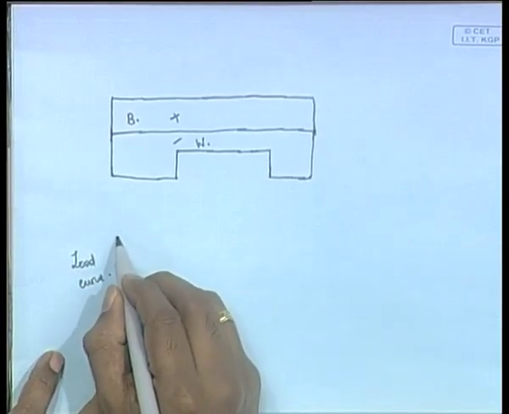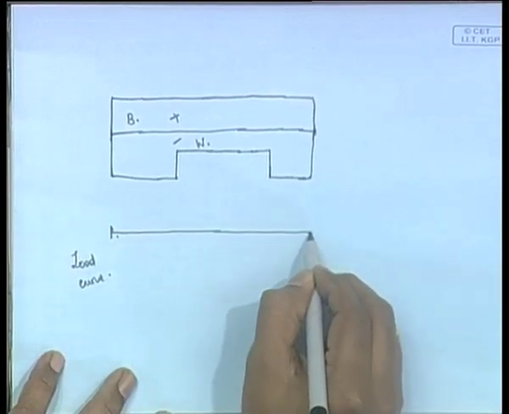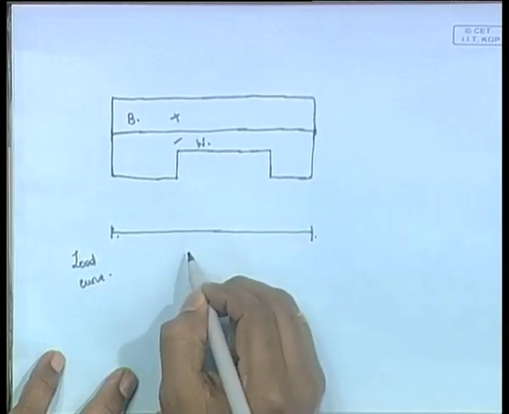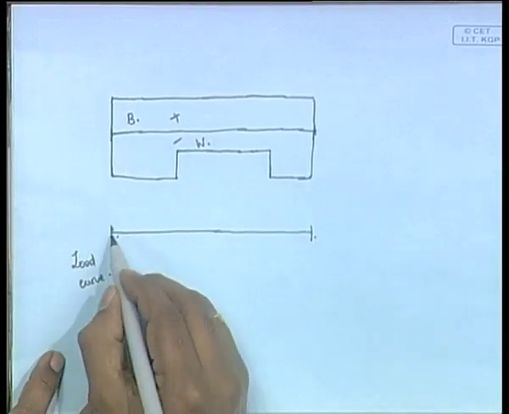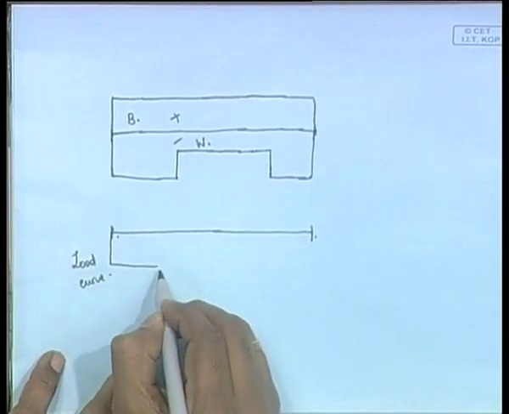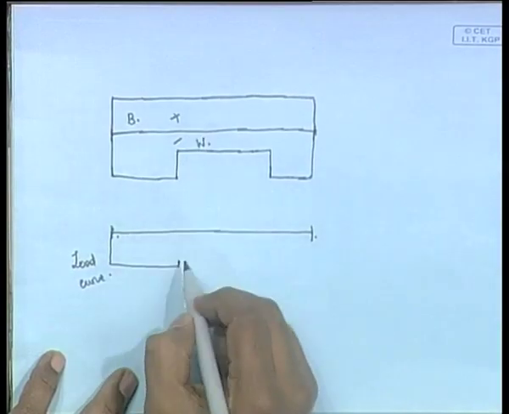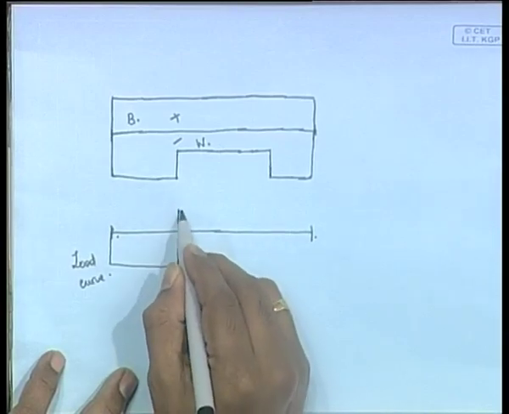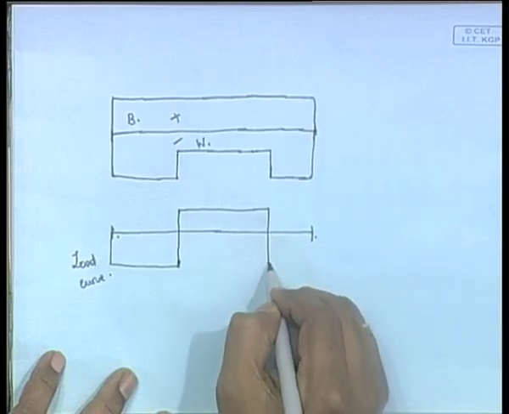So, if you fix it like this, then along this whole length you will have the load curve. Remember, here this is less than this, so it will come like this, and here it is very less and this is much more, so it goes up. Here it is more again, so it comes down.